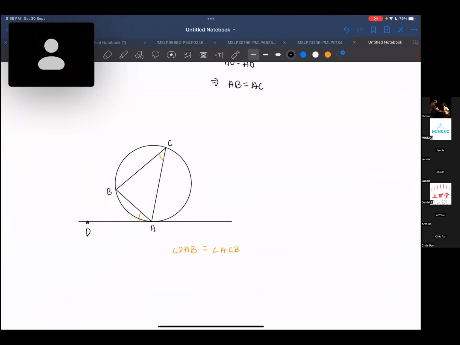Okay, so we want to note that AO is going to be perpendicular to this tangent line. Okay, nice. So, the isosceles triangle AOC.